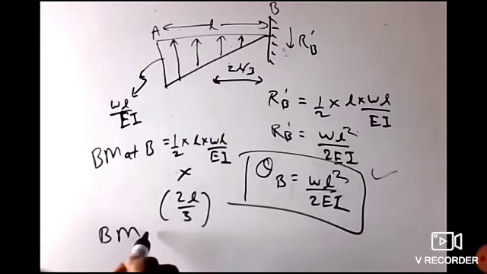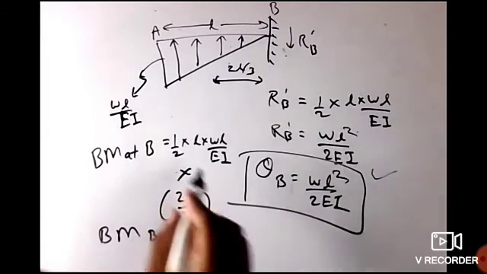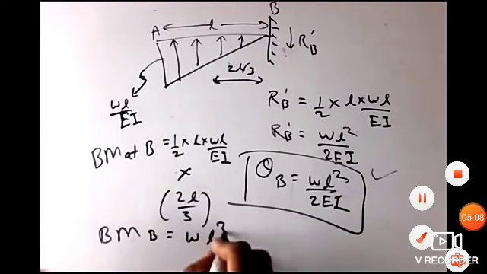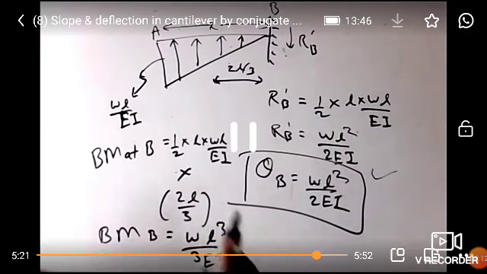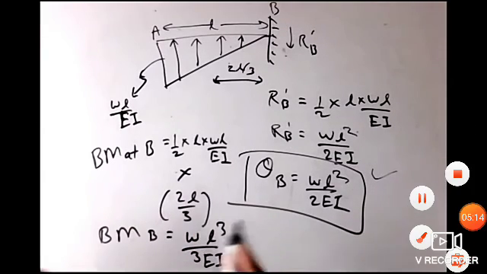So the answer becomes bending moment at B is equal to WL cube upon 3 EI. Thank you so much. So here ends the problem. Thank you.